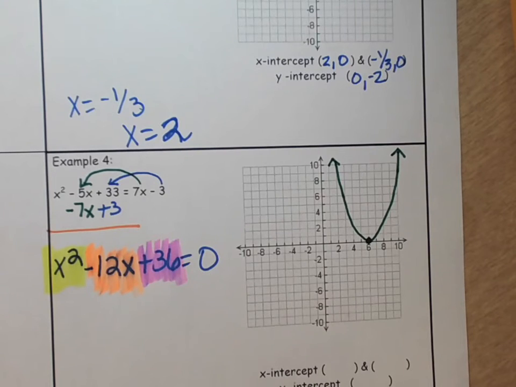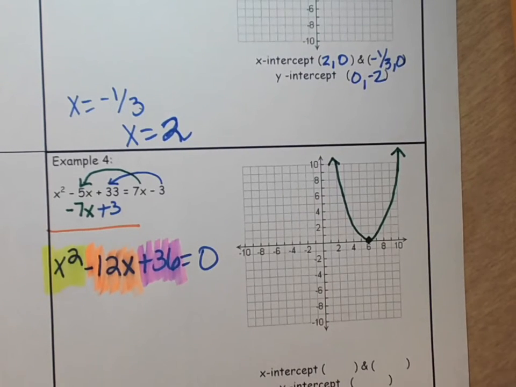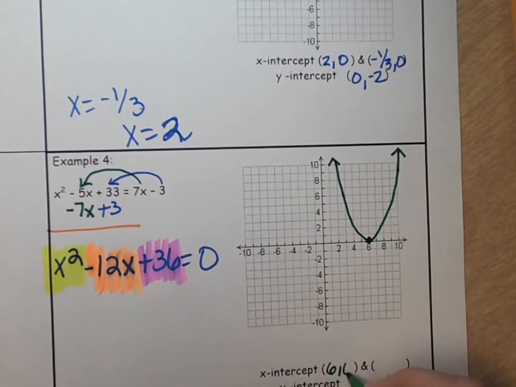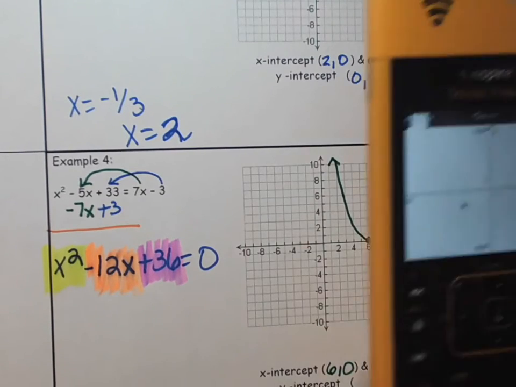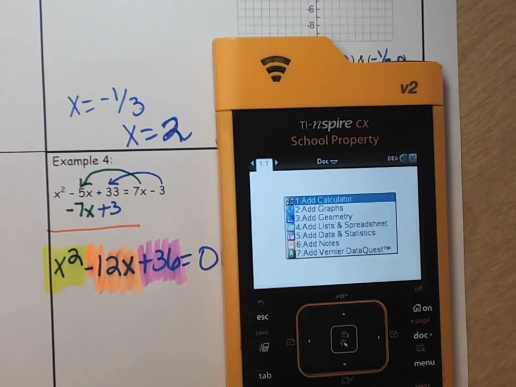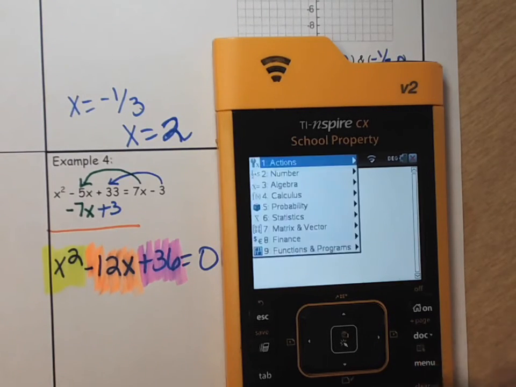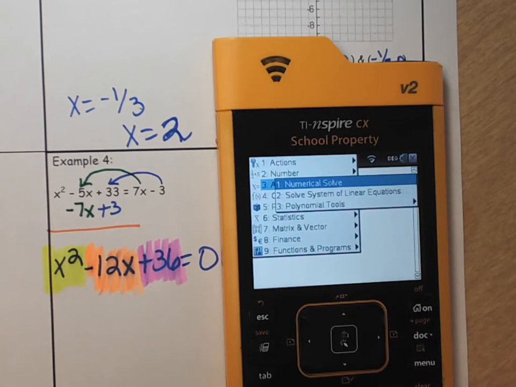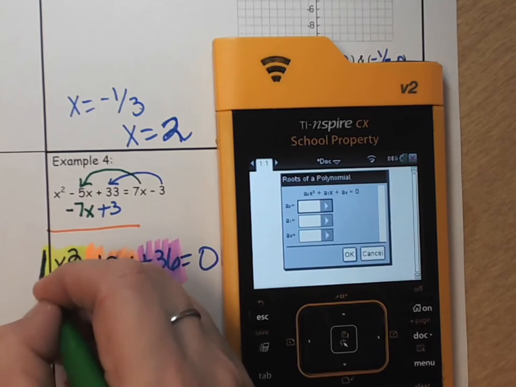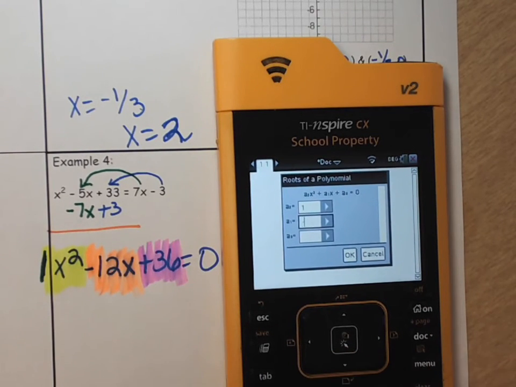Huh. This one only has one solution. My other ones had 2 solutions. That's interesting. So it touches at 6. That's my x-intercept, so 6, 0. Let's check if I were to do the factoring, if I only get one answer or not. So I'm going to go to Menu, Algebra, Tools, and Roots. I'm going to type in a 1, remember? We assume a 1 is here. A -12 and a 36.